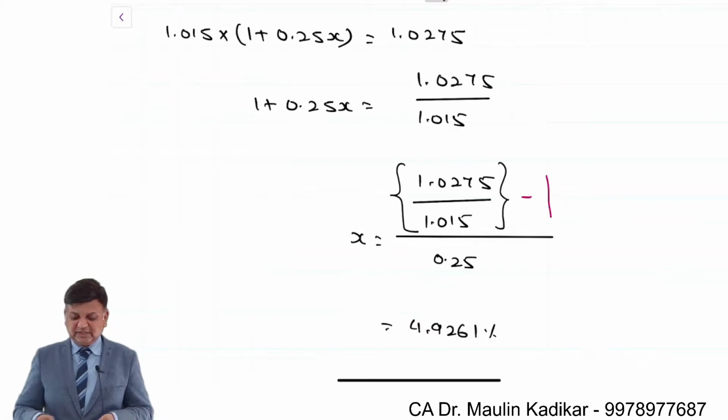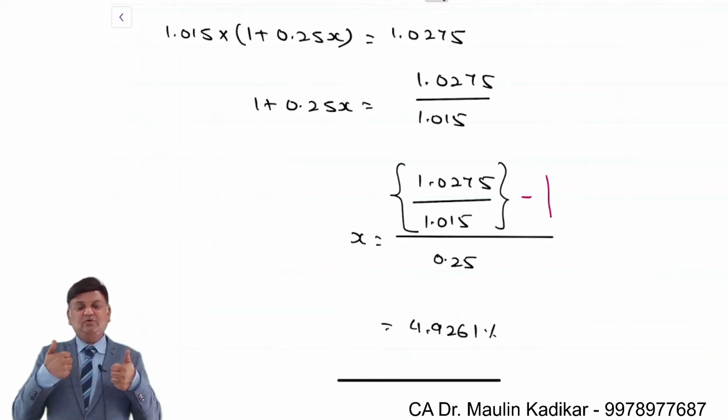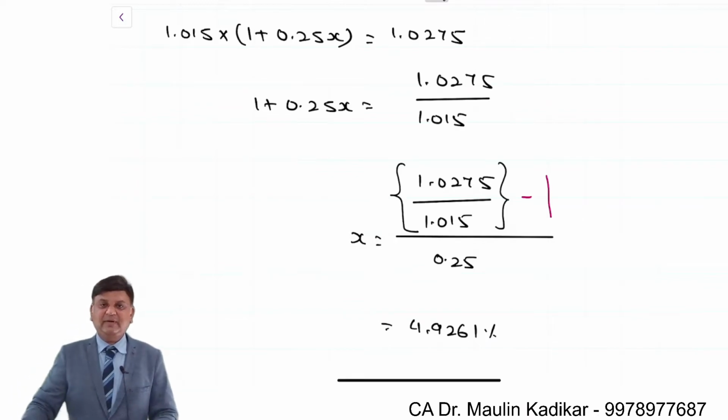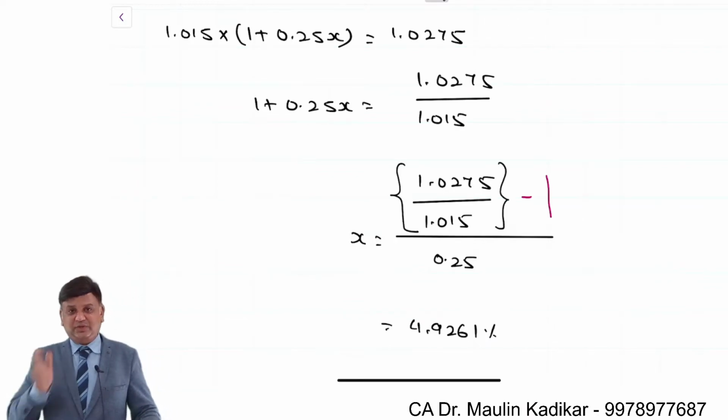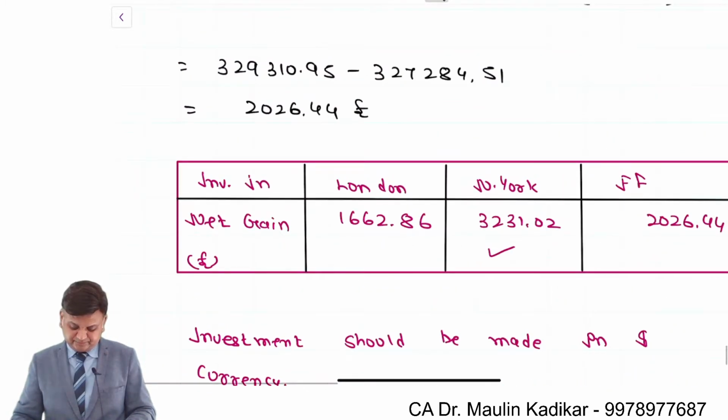This is the way we can calculate the answer. One more thing I want to tell you: suppose you are not able to do the first part of the question, then you may be able to do the second part, because the second part of the question is absolutely independent of the first part. At the same time, you may be able to do the first part successfully and not the second part. So this is the way we are required to make the calculation of the answer.